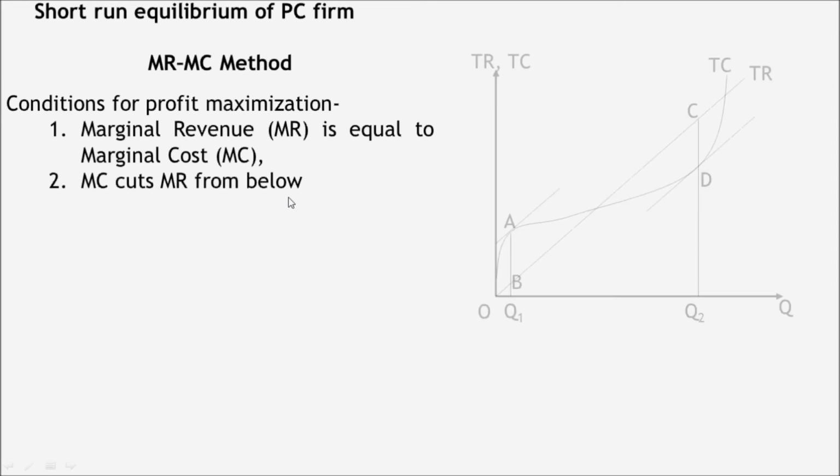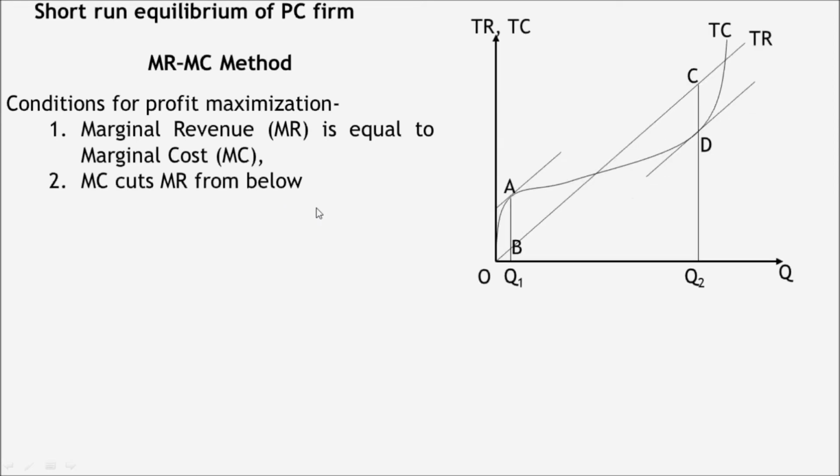In the figure, we are showing two panels. The upper panel represents profit maximization using the total revenue and total cost method. Using this method, profit is maximum at the Q2 output level, where the gap between total revenue and total cost is maximum and total revenue is greater than total cost. We explained it in more detail in our previous video. In the lower panel of the figure, we are showing the marginal revenue and marginal cost method to explain the firm's equilibrium operating in a perfectly competitive market.